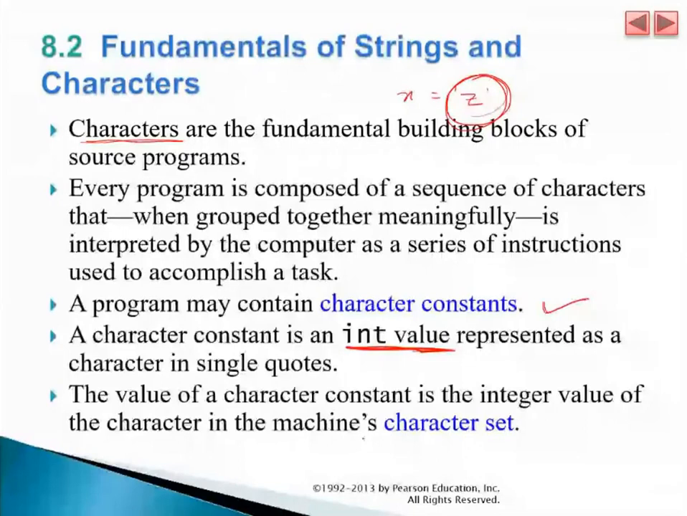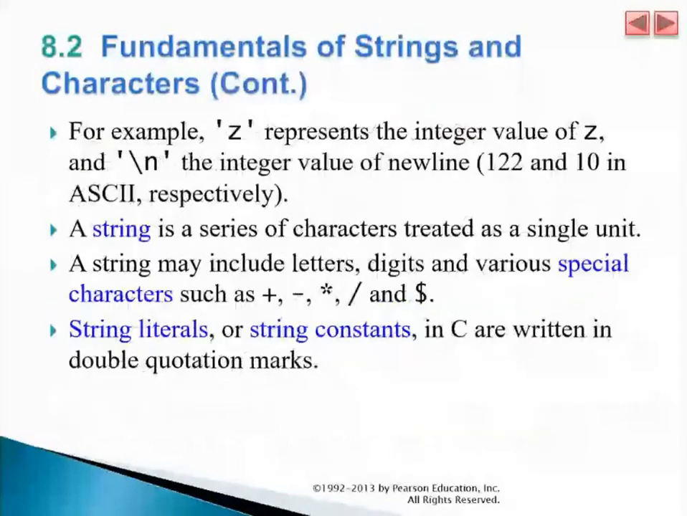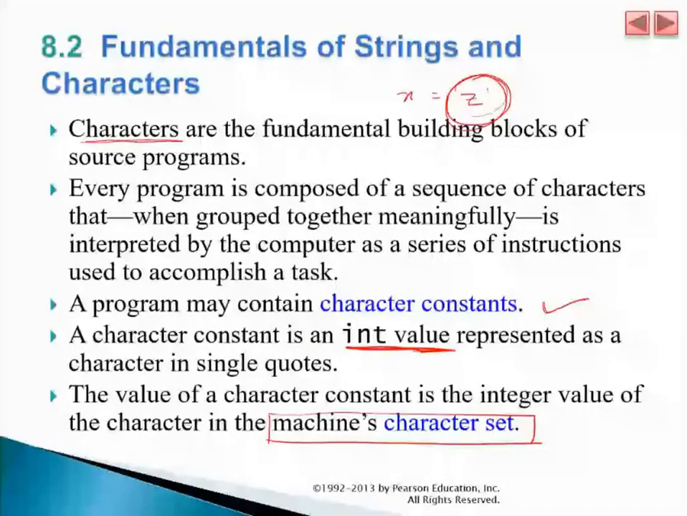Let's see the example. We talked about small z. The value of a small z in the computer is 122. This 122 is from the machine's character set. For capital A it starts with 65. For a small a, I think it starts with 96 or 95, something like that. Yeah, 96 actually, right? So these are the machine character sets.